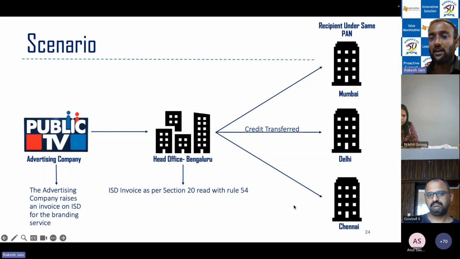Now, this is a simple scenario which I just wanted to show. If there is an advertising company which provides brand advertising and the invoice is raised on a head office in Bangalore, then it is a common service. First, it will be treated as a common service. Second, the invoicing needs to be done by the vendor on the ISD registration, that is, the ISD GST needs to be mentioned. Then the ISD needs to transfer the credit to various locations. This is the simple mechanism which needs to be followed.